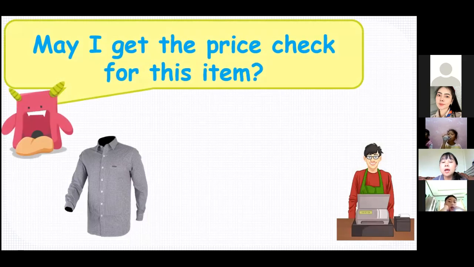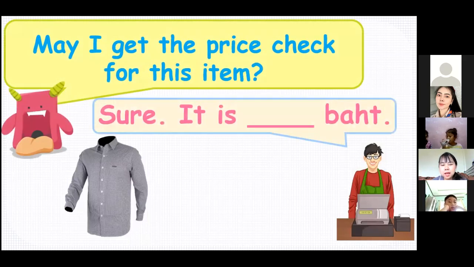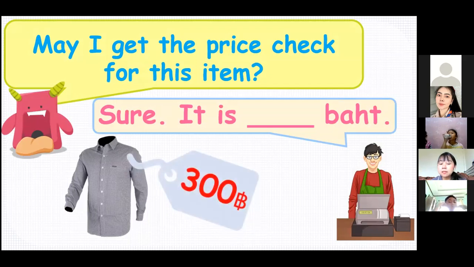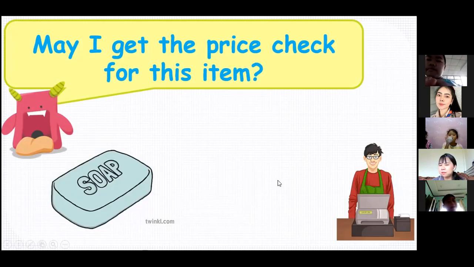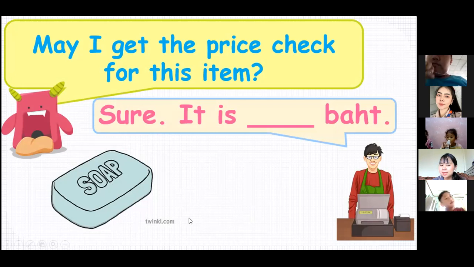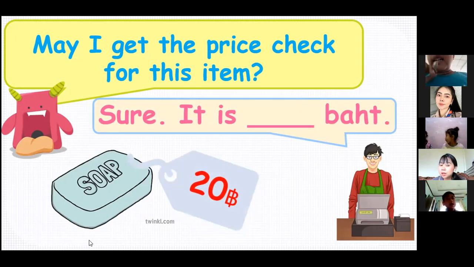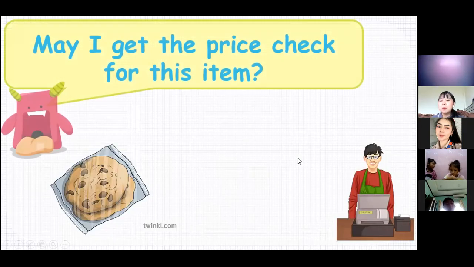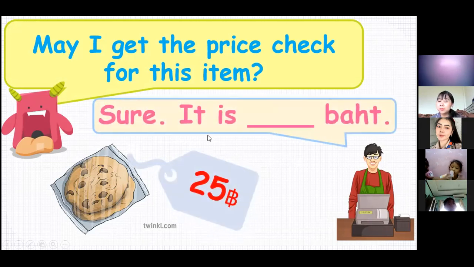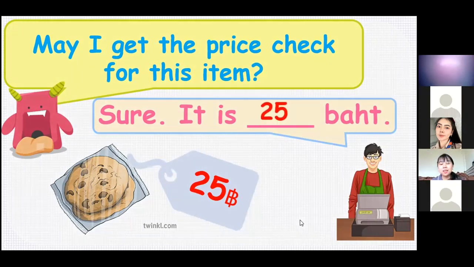Small talk 3H. May I get the price check for this item? Sure, it is 300 baht. Very good. May I get the price check for this item? Sure, it is 20 baht. Very good. May I get the price check for this item? Sure, it is 25 baht. Very good.